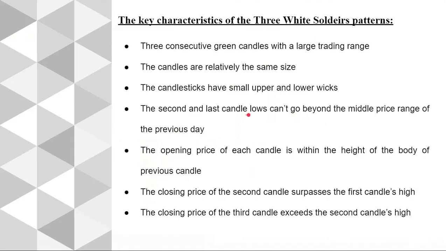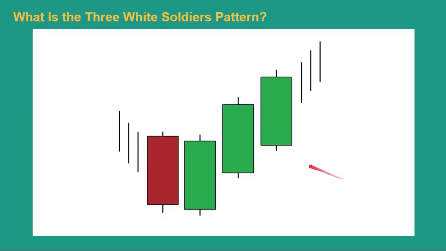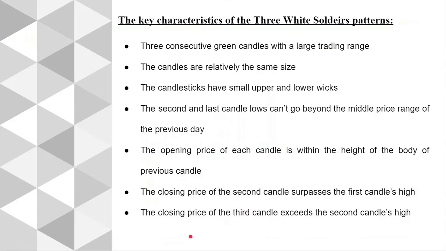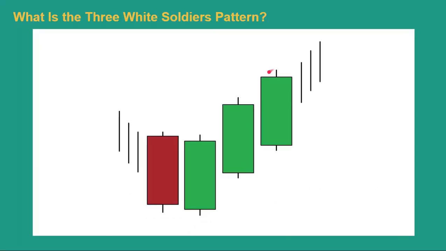The second and last candle lows cannot go beyond the middle price range of the previous day or the previous session. It can be a 4-hour session or a daily session, it doesn't matter. The opening price of each candle is within the height of the body of the previous candle. The closing price of the second candle surpasses the first candle's high. You can see here, this is the first candle's high and this is the second one. The closing price of the third candle exceeds the second candle's high. Again, this is the close of the third candle, which is higher than the second candle.